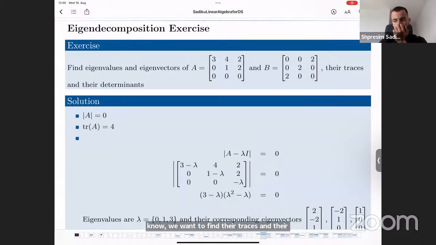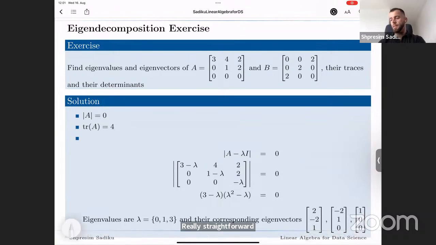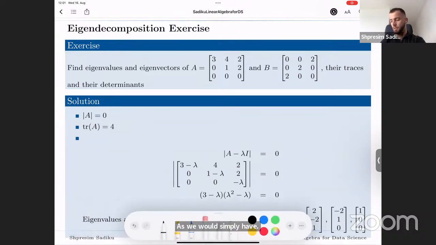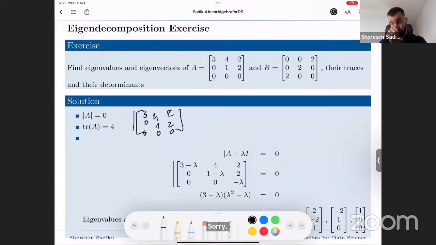All right, so first of all, finding the determinant of A is really straightforward, as we would simply have 3. The determinant would be just 3.